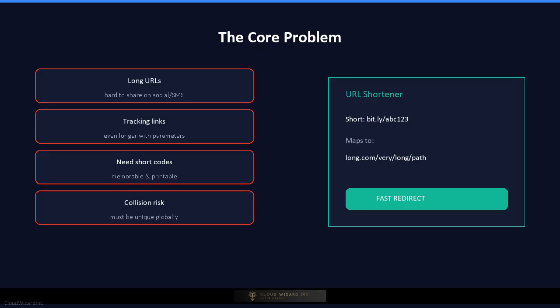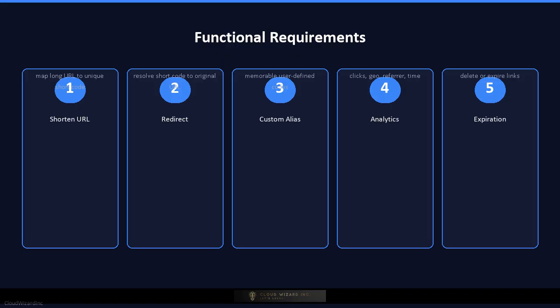But the design is tricky because billions of links might be created. Each click must redirect in milliseconds, and the system must never accidentally map two different long URLs to the same short code. Add to that the need for analytics, custom aliases, expiration, and abuse prevention, and you have a real system design challenge. Let's walk through the functional requirements.